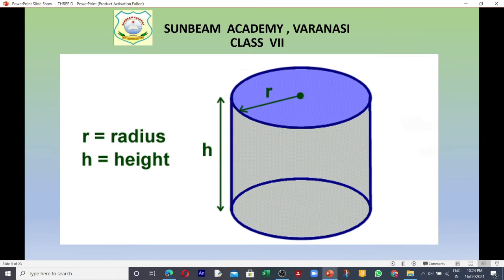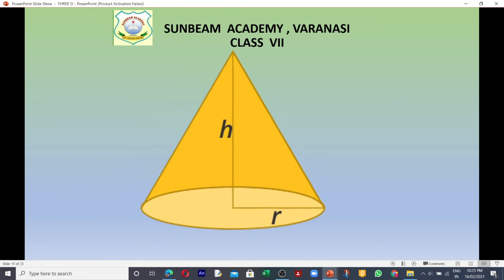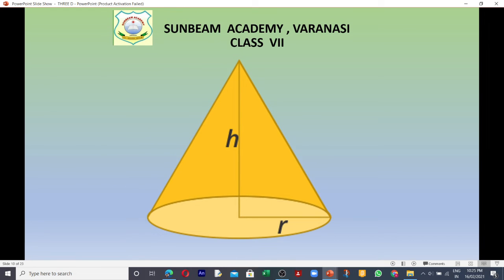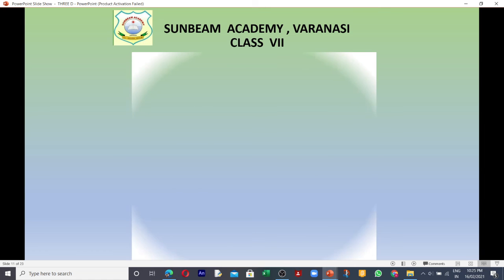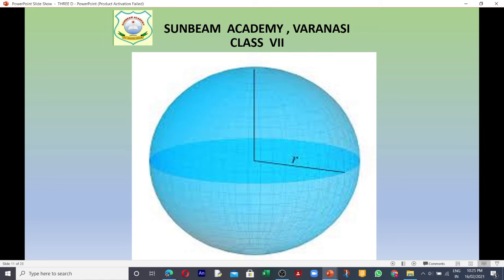See this is of cylinder. Radius and height is there. You can see the two bases. See, one is base, one is top. Those will be flat. Then you can see this cone. Cone is having height and radius r because base is a circle. So definitely in a circle you will find radius. Then see this sphere. Okay.